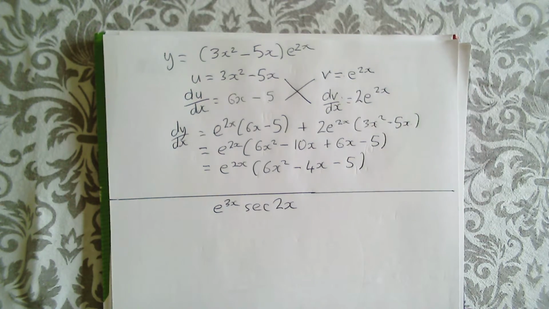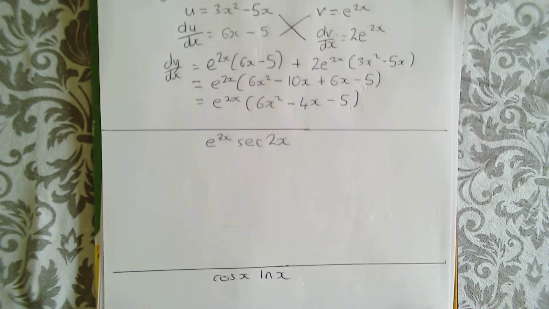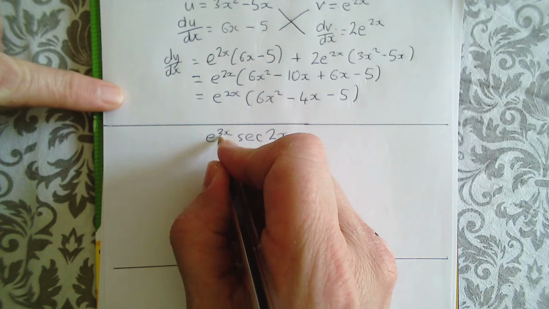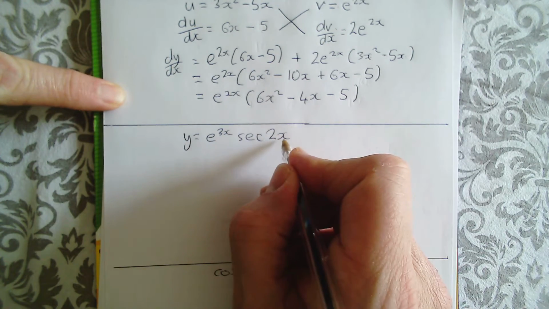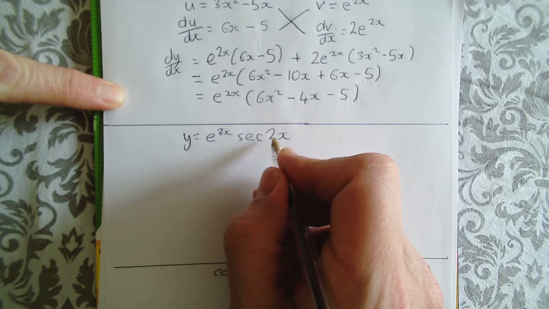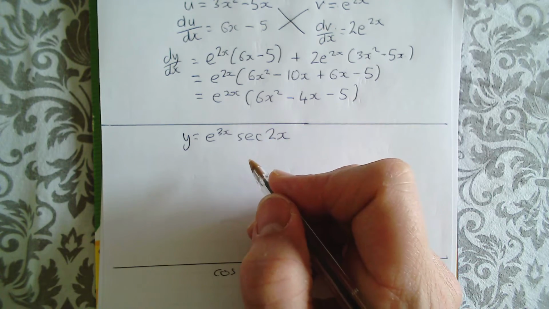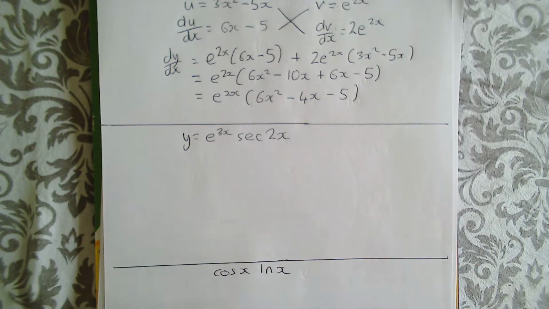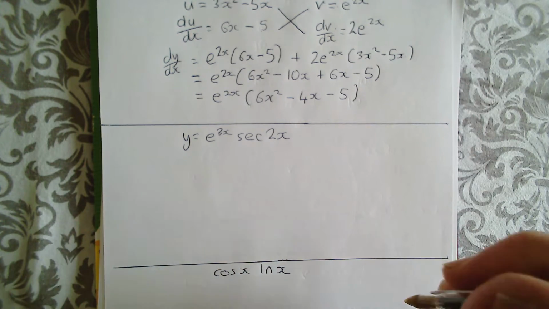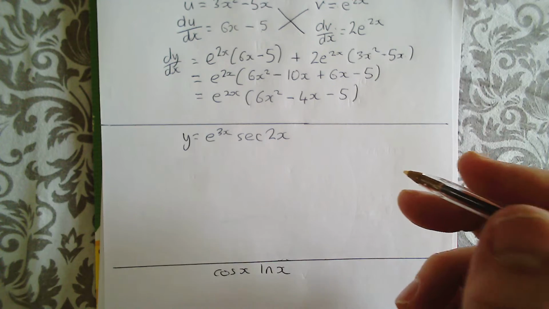So I've got another couple of examples just to get you fluent with using this rule, because this technique, the product rule, is absolutely crucial. So here we have e to the 3x sec 2x. Now, differentiating sec kx is in your formula booklet. So I wanted you to be aware of that and make sure you can refer to the formula booklet and use it.